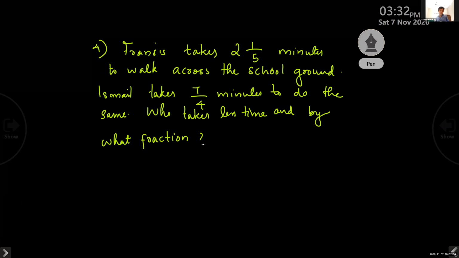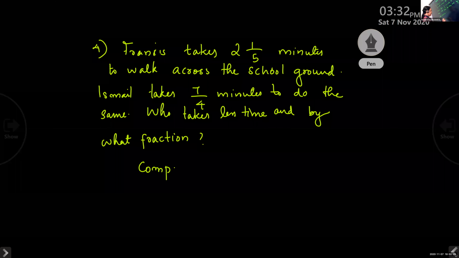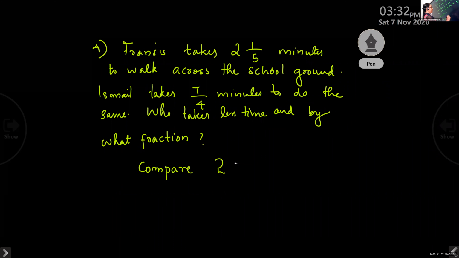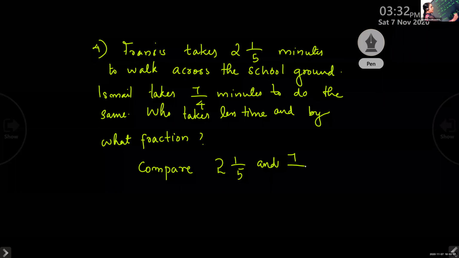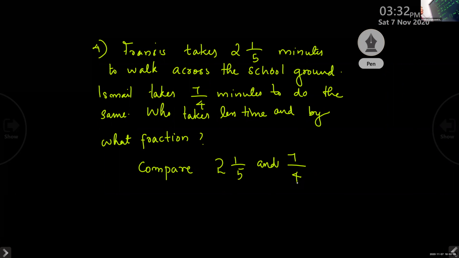Okay. So Francis takes 2 and 1 by 5 minutes to walk. So first of all, you have to compare it, isn't it? Yes, ma'am. Compare this 2 and 1 by 5 and 7 by 4. So it is a mixed fraction, so convert it. So is it 11 by 5, children? Yes, ma'am.